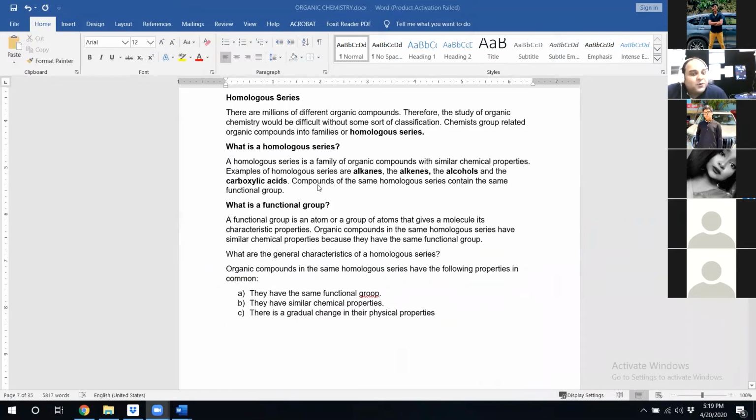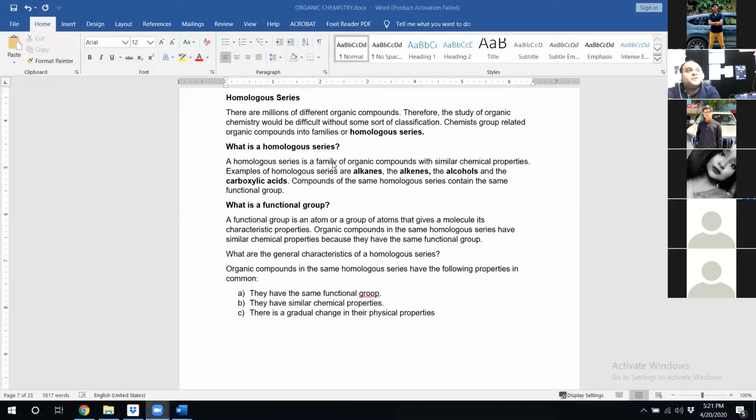So what is a homologous series, or what are the different types of homologous series? There's a long list of homologous series, but for O levels, according to your syllabus, there are 4, but we'll study 6. The examples of homologous series are alkanes, alkenes, alcohols, and carboxylic acids.